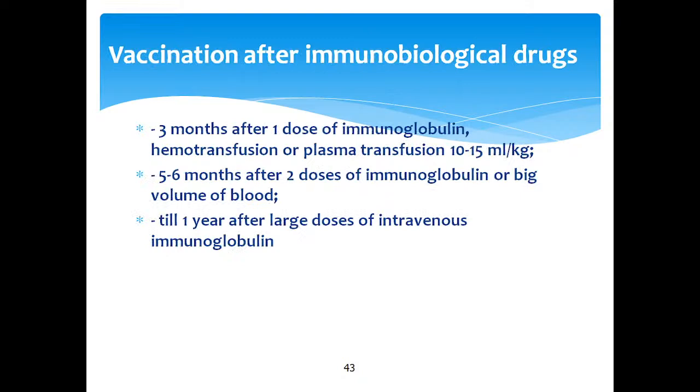If you vaccinate your patient after immunobiological drugs, you should wait 3 months after the first dose of immunoglobulin or plasma transfusion, and 5-6 months after the second dose of immunoglobulin or a big volume of blood, and up to 1 year after a large dose of intravenous immunoglobulin.